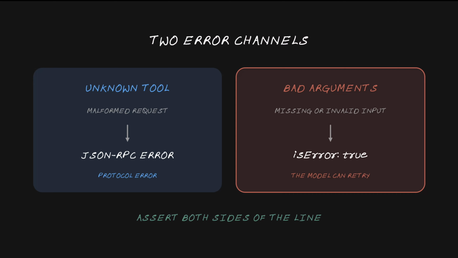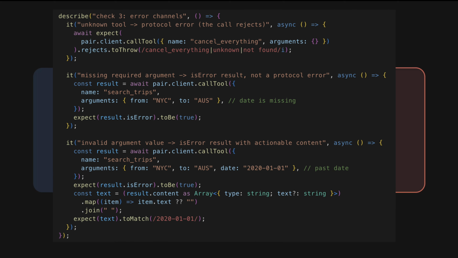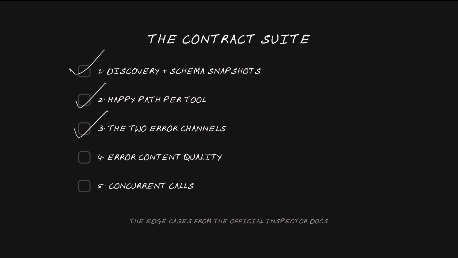But calling a real tool with missing or invalid arguments is a tool execution error. So this call will succeed and the result carries isError set to true, with a message that a model can actually understand and act on. So your test should assert on both sides of that line, because your consumers build their retry logic based on these messages.